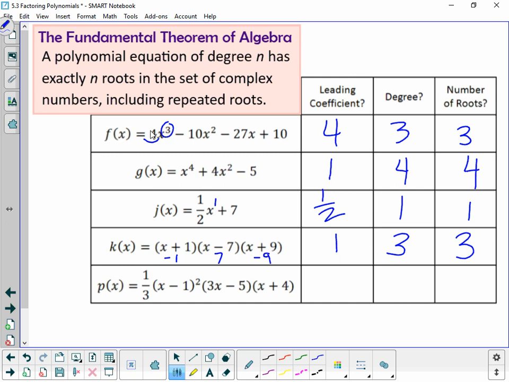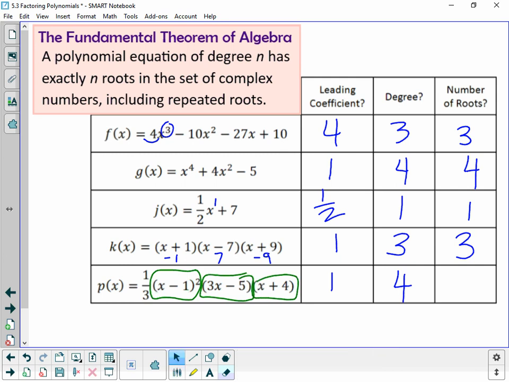P of x is also in intercept form. This one's a little bit hard to figure out what the leading coefficient is, but it has a 3x in one of its factors, and it has a 1/3, so it actually also has a leading coefficient of 1. And the degree of this would be, we have 1, 2, 3 factors, but this x minus 1 has a multiplicity of 2, so that means it's degree 4. So again, I got degree 4 because there's 2 factors of x minus 1, plus this one, that's 3, plus this one, that's 4, degree 4.